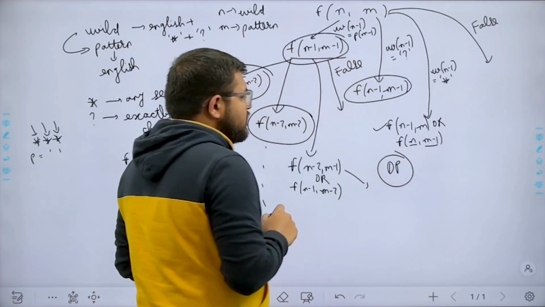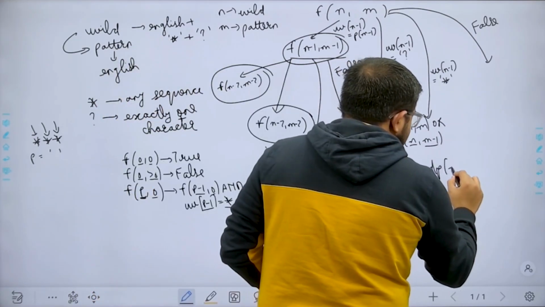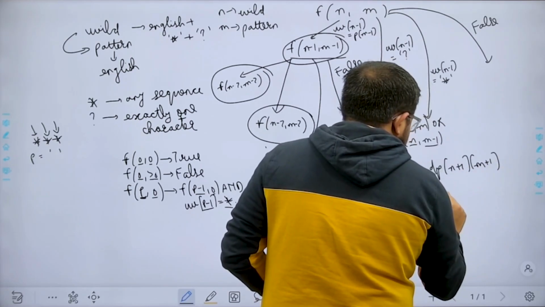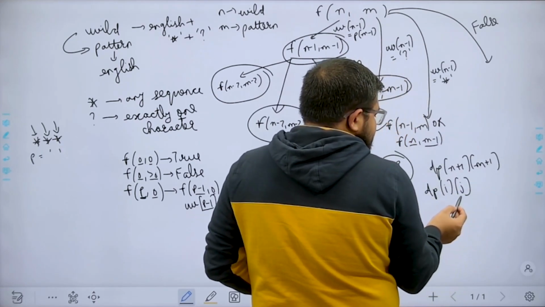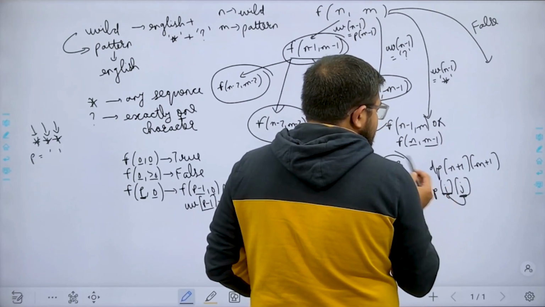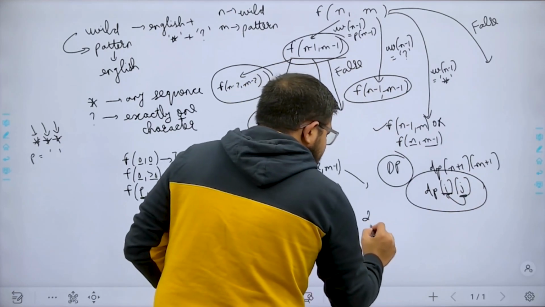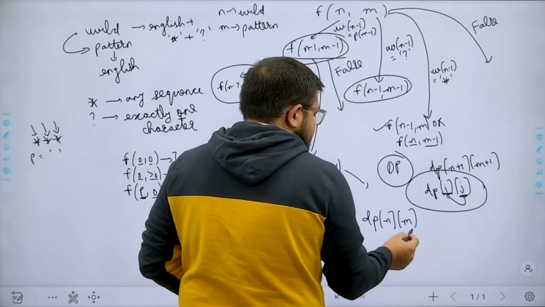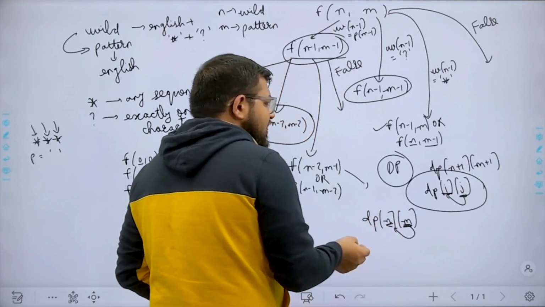What will be the state of dynamic programming? I need to take a 2D array dp of n plus 1 by m plus 1, where dp of i j will denote whether I can generate the j length prefix of the pattern using the i length prefix of my wildcard string. Okay, so this will denote this. And finally we will return dp of n m, where this will denote whether I can generate the m length string of the pattern using the n length string of my wildcard string.